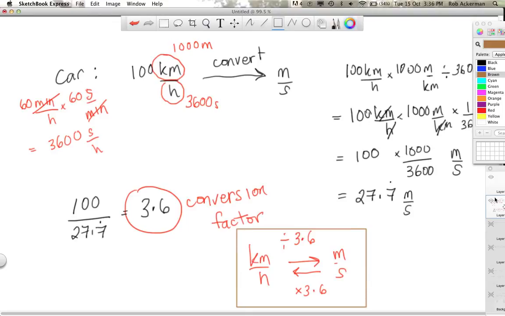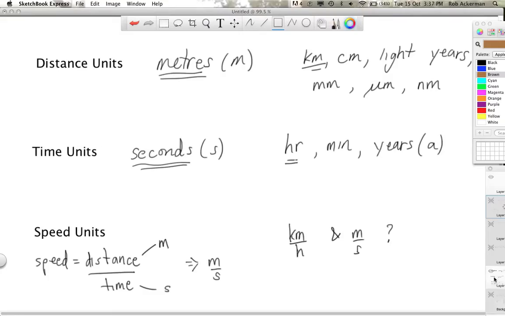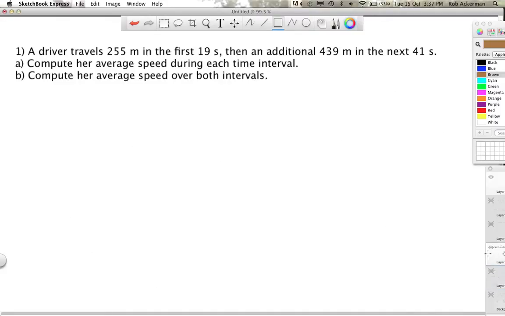Okay, there's your conversion between the two common units, and that completes our initial discussion about distance, time, and speed, how they all go together. Now I'd like to try a little example with you here, and this one has a driver who's traveling a certain distance in a certain amount of time, and then an additional distance in a subsequent amount of time. So let's try to draw this out. You're going to notice that diagrams are extremely important in this unit because you have to try to visualize something moving. Best way to do that is with a picture.